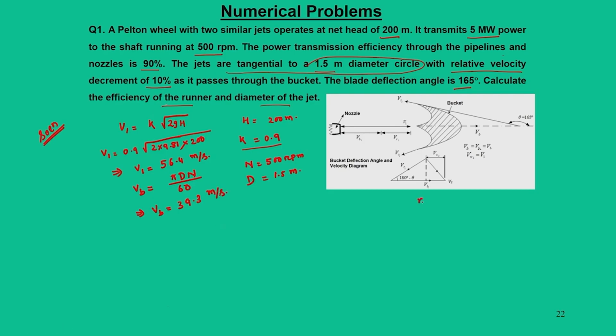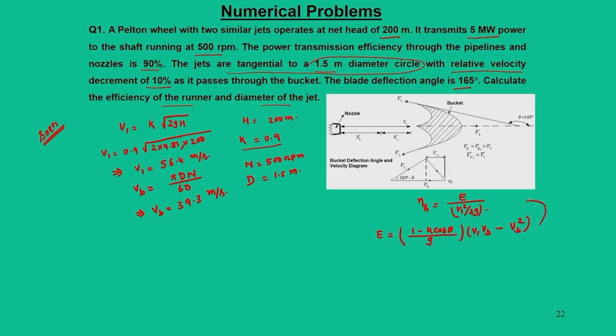Now, we need to find out the efficiency of the runner. So, hydraulic efficiency can be defined as E divided by the kinetic energy of the jet, V1 square by 2g. So, now the denominator part we can estimate. Now, what is this E? That is energy transferred to the wheel. We recall this expression as (1 minus k cos theta) divided by g into (V1 Vb minus Vb square).